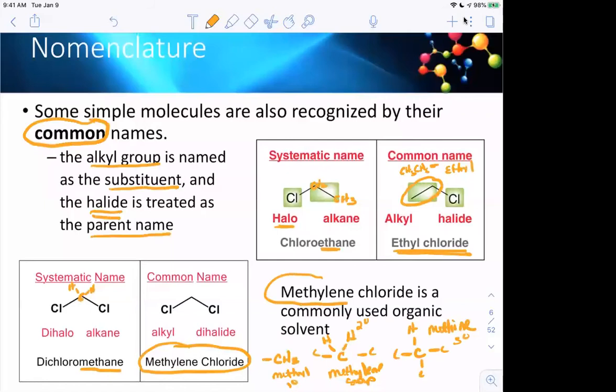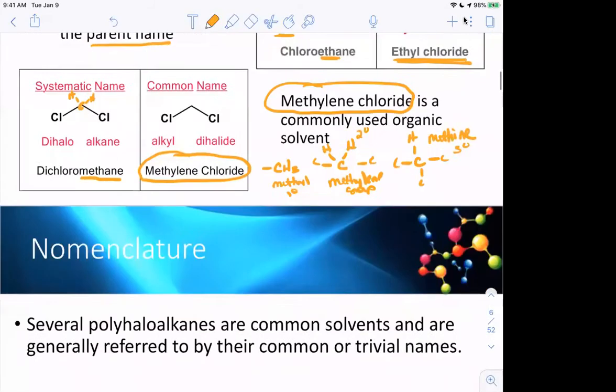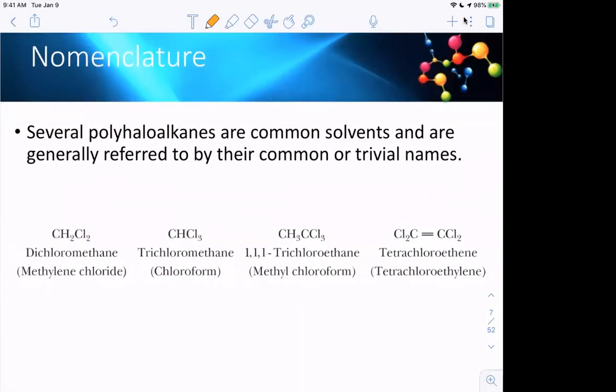But this is used all the time. Methylene chloride, you need to add some methylene chloride to that. Methylene chloride is the solvent. So you do need to know some of these common names because they are used very prevalently in the practice of organic chemistry.